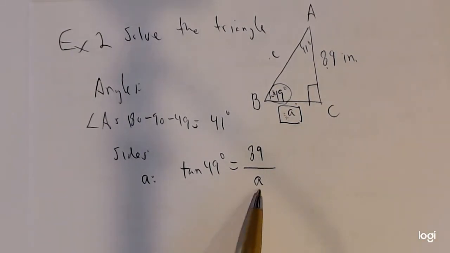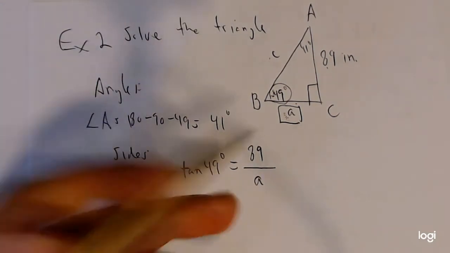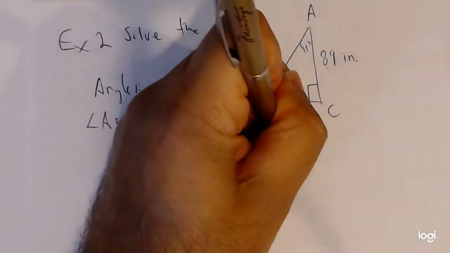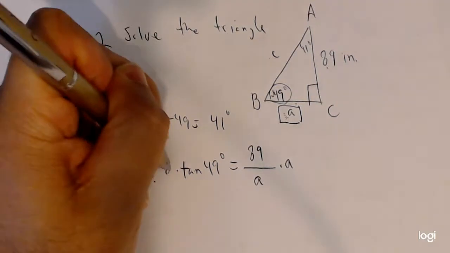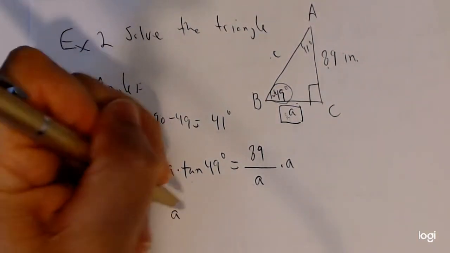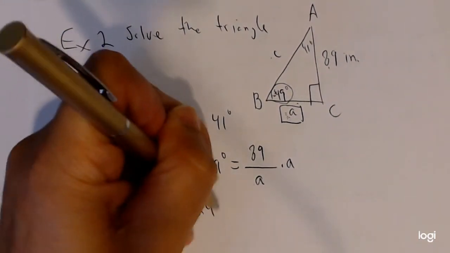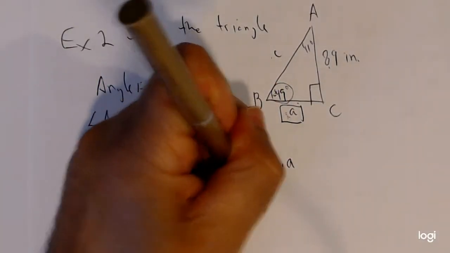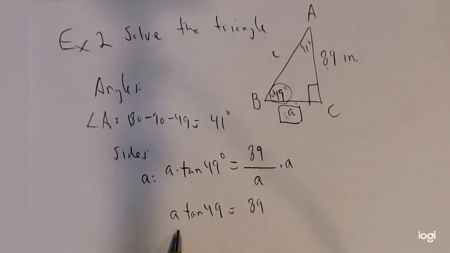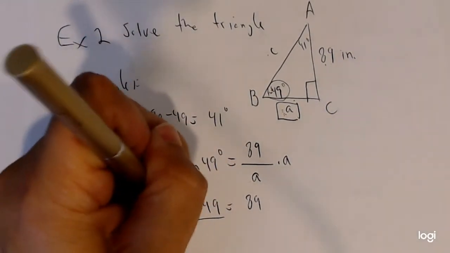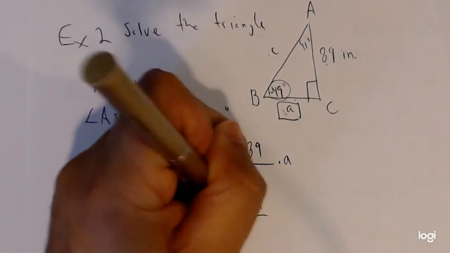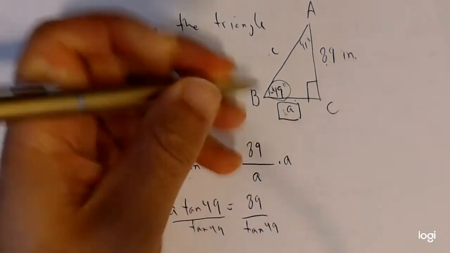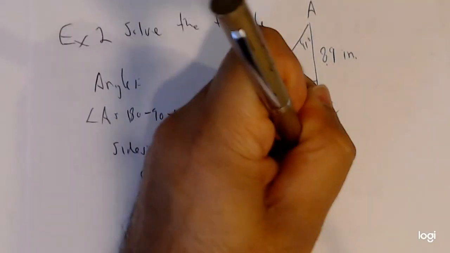So to solve for A, first of all, I need to make sure A is not in the denominator. So to bring A up, I'm going to multiply both sides by A, which gives me A tangent of 49 equals, and those A's are going to cancel, 89. And then, since I'm trying to solve for A, I'm going to divide both sides by tangent of 49, which then implies, what's A equal to?